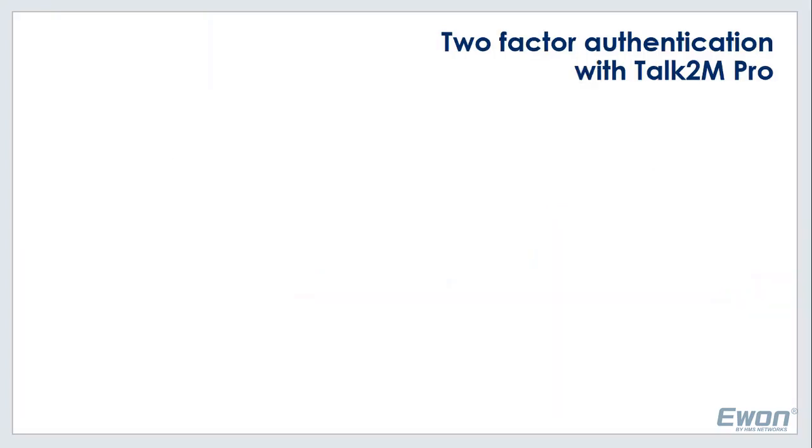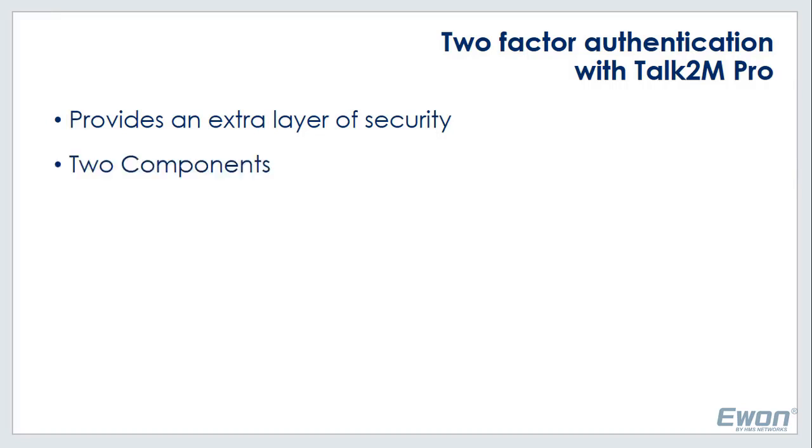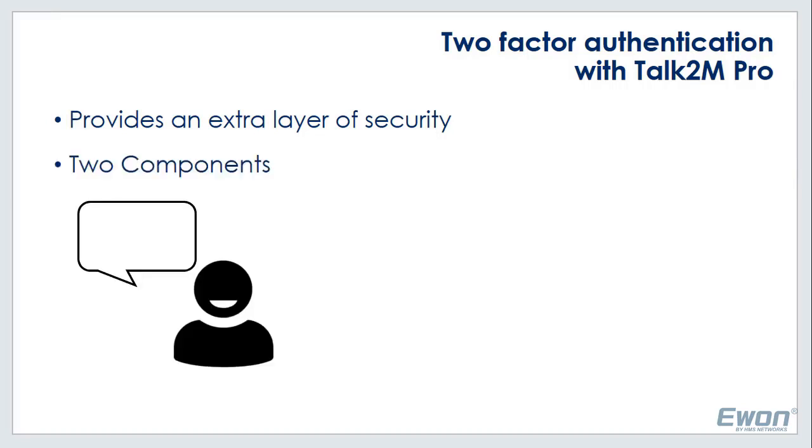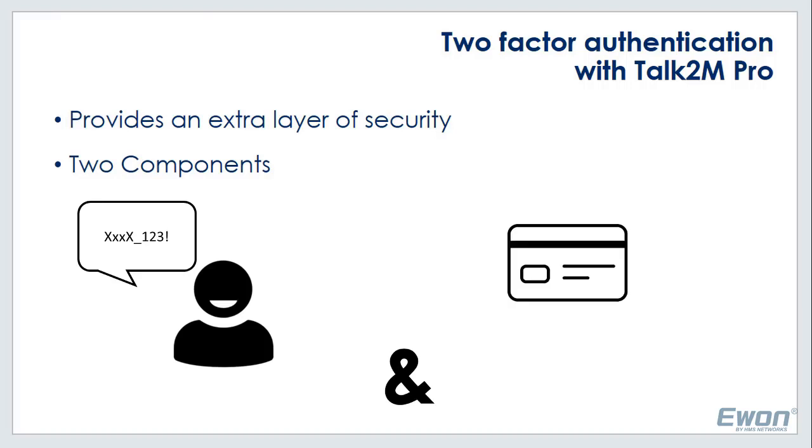Two-factor authentication provides an additional layer of security by confirming a user's identity using two different components, typically one that the user knows, like a password or bank PIN, and one that the user has, such as a bank card or specific hardware device.